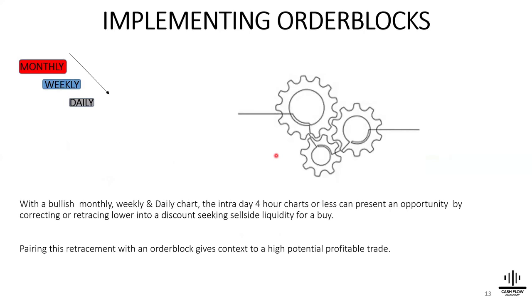How can you implement the ICT order block? With a bullish monthly, weekly, and daily chart, the intraday 4-hour charts or less can present an opportunity by correcting or retracing lower into a discount, seeking sell-side liquidity for a buy. Pairing this retracement with an order block gives context to a high potential profitable trade.